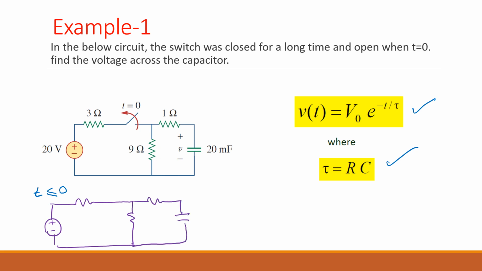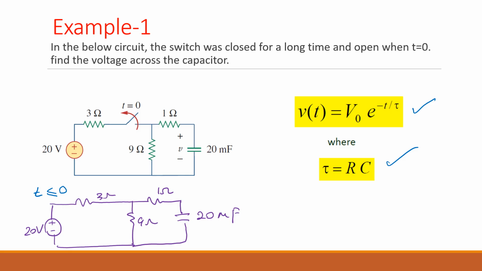So even if you came late, you can understand now. Okay, I'm going to explain everything. So we have 1 ohm here, 9 ohms here, 3 ohms here, and 20 volts here, and we have a capacitor of 20 microfarads. Okay, so when the time is less than or equal to 0, our circuit will look like this because the switch was closed.